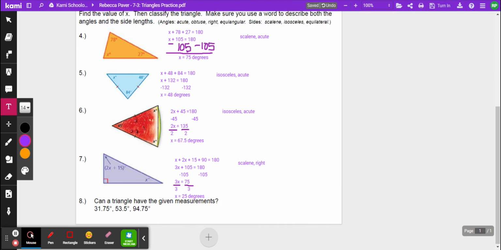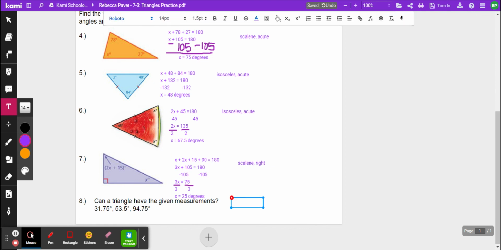The last question, number 8, says, can a triangle have the given measurements? In order to answer this question, all you have to do is add the measures that you're given, 31.75 plus 53.5 plus 94.75. If those add up to 180 degrees, then the answer to the question is yes. If they don't, then the answer to the question is no, because all triangles have to add up to 180 degrees as far as their angles go.